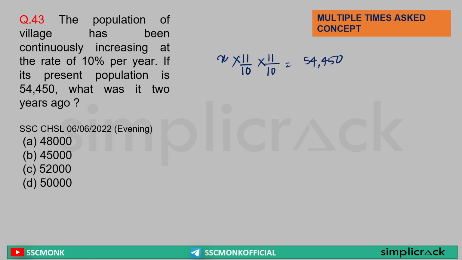This question has been asked multiple times. Same question. Now, so remember, 11 4s are 44, 10 4 remaining. 11 9s are 99, 55, 11 5s are 55, 0 here. Now again divided by 11, 11 4s are 44, 55, 11 5s are 55, 0. So X value, that means 2 years ago its population was 450 into 100, that means 45,000. Option B is the right answer. Clear? This is how you can directly solve the population question.